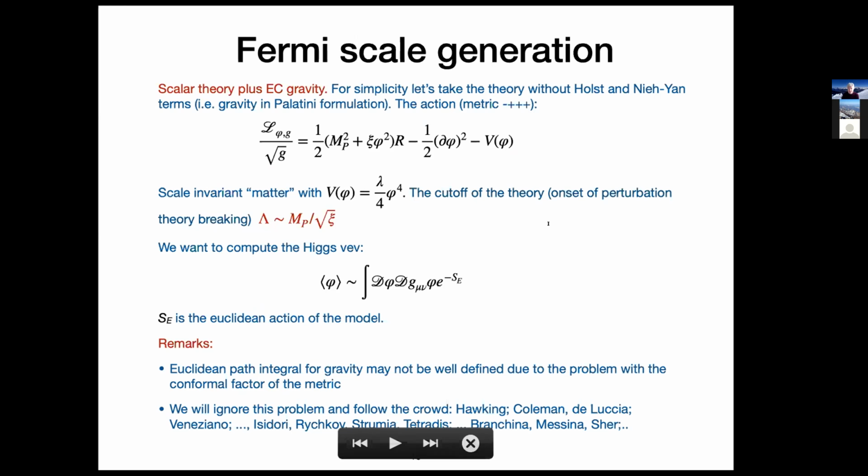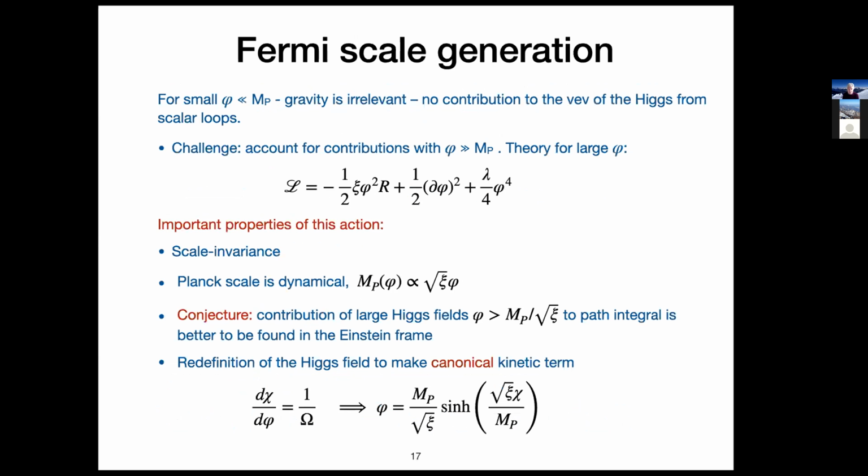I'm going to do this computation in the Euclidean path integral. The Euclidean path integral may not be well defined due to the problem with the conformal factor of the metric. I'm not going to argue in favor of that, and just follow quite a number of papers which did the same, by Hawking, Coleman, De Luccia, etc. So we'll assume that the Euclidean construction makes sense.